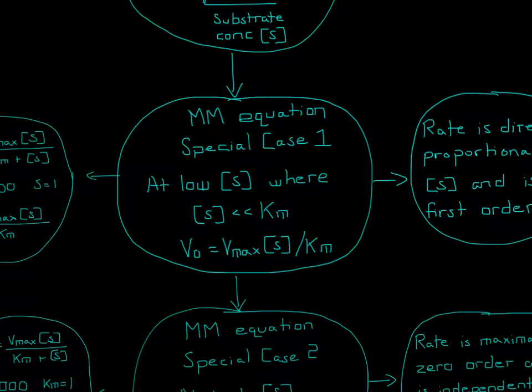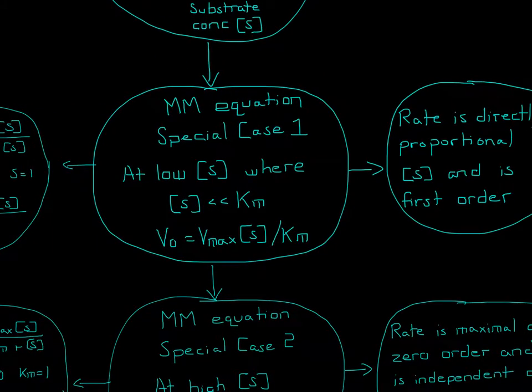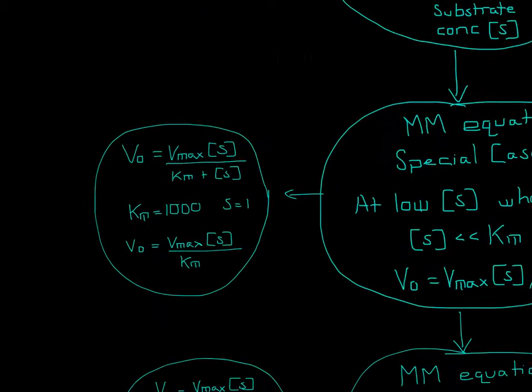Okay, so the Michaelis-Menten equation, special case 1. When the substrate concentration is very low, a lot lower than Km, V0 equals Vmax times S over Km. And that's the equation you'll use when the substrate concentration is really a lot lower than Km. Now, why is that? Well, let's look.